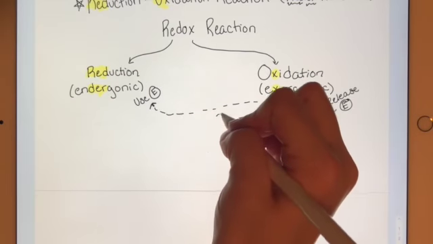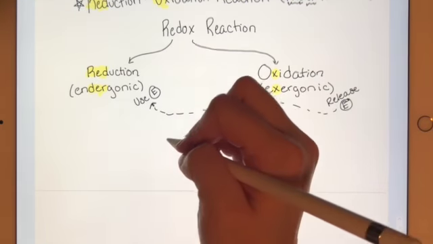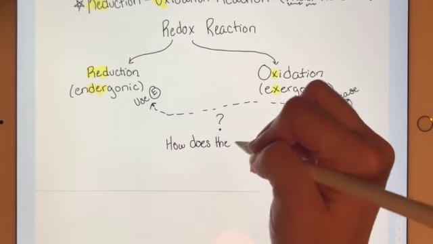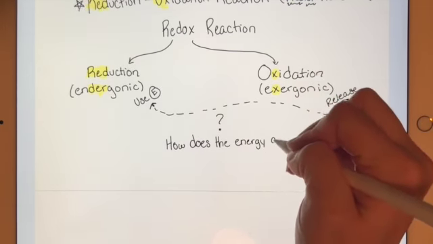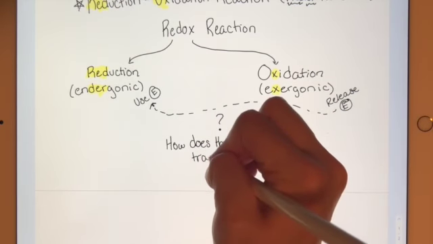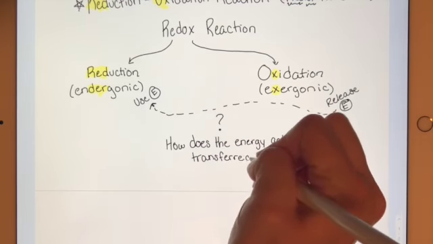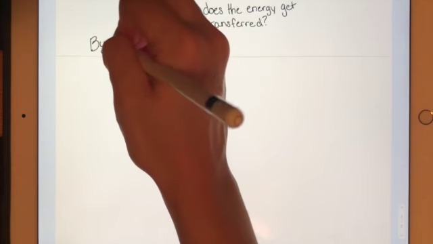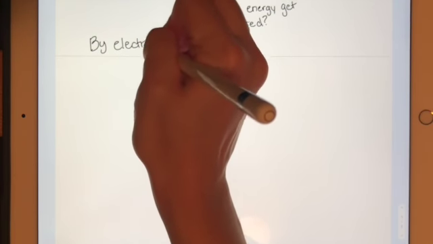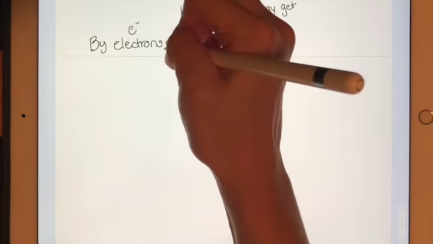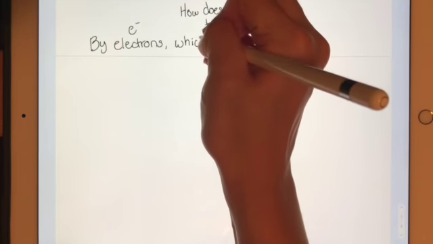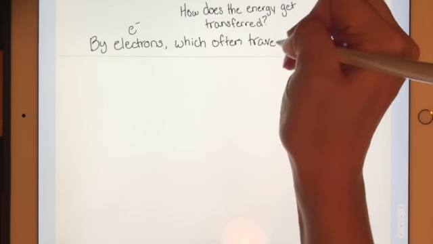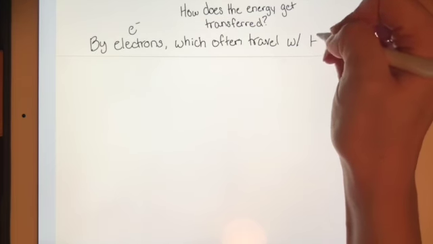Our big question, though, is, how does this energy get transferred? So the energy is transferred by electrons, which often travel with a hydrogen ion.